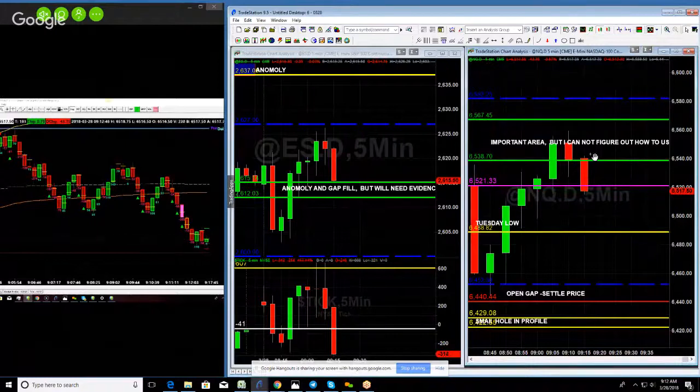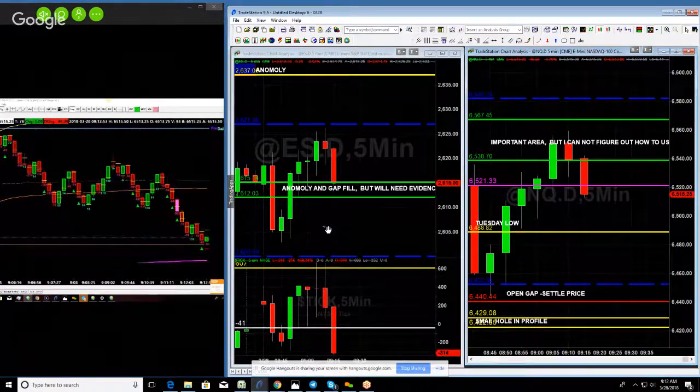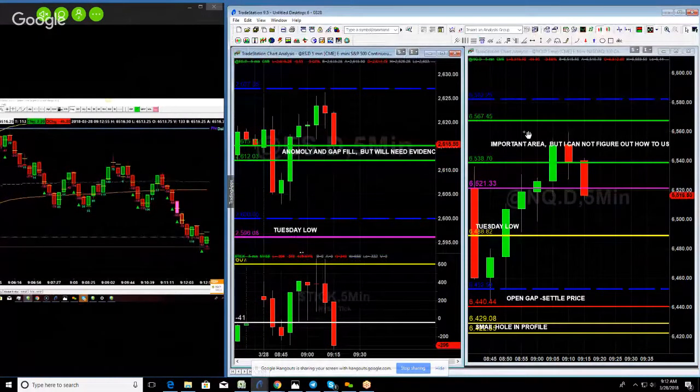Important area, but I can't figure out how to use it. I knew that area was important. I just couldn't figure out what the deal was on that location. Again, underneath this 2612, and I think ES is in trouble again. 6482.50. Thank you.